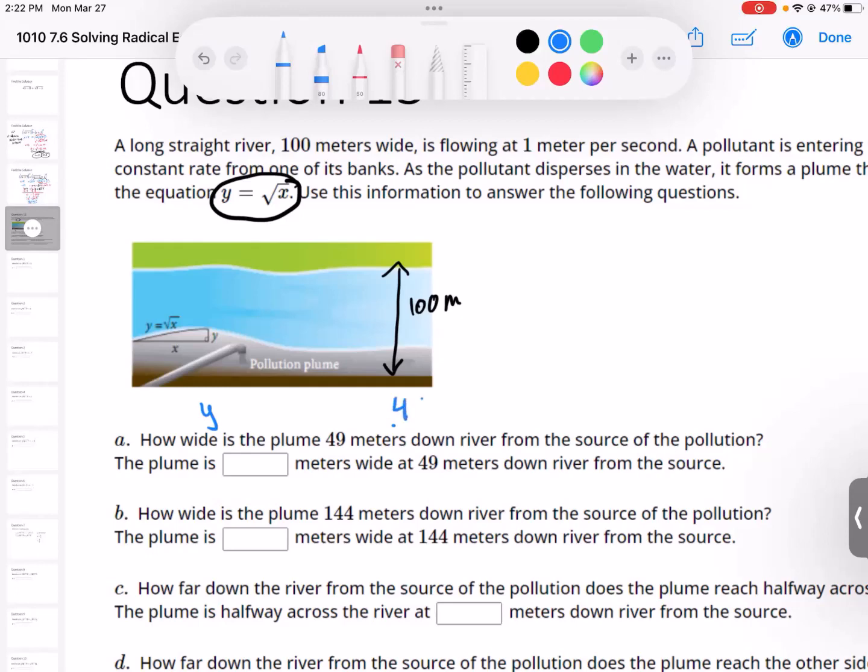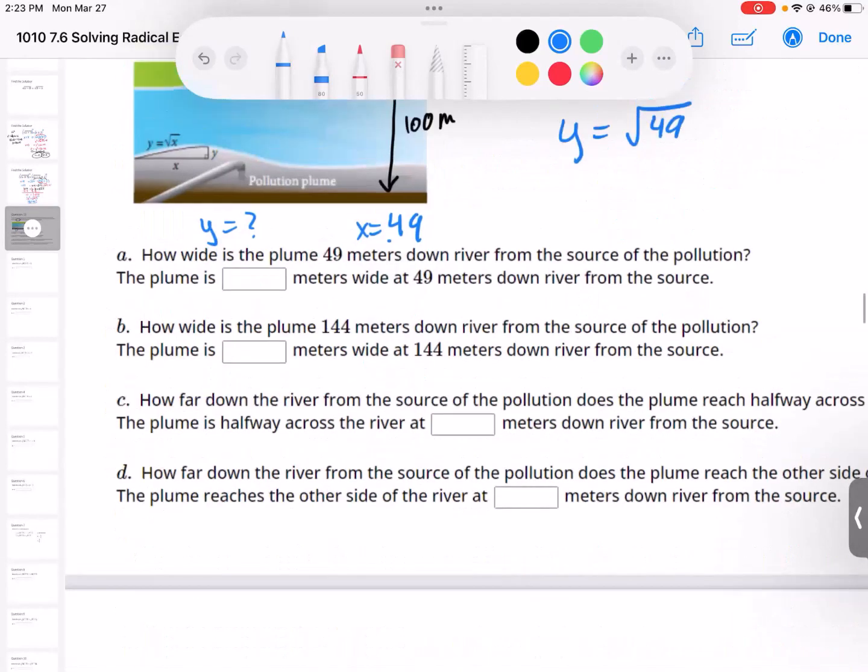And so if x equals 49 and I'm looking for y, then basically you just plug those two variables into the equation. So you would say y equals the square root of x, which in this case is 49. And that means that the width of the plume is going to be 7 meters. Does that kind of make sense? And then part B is basically the same.